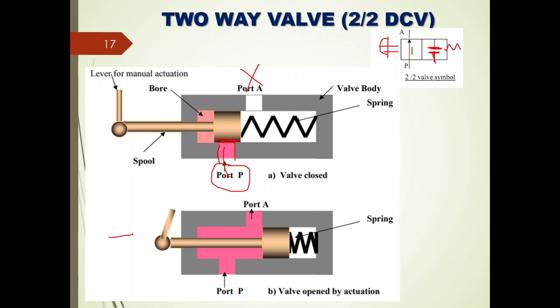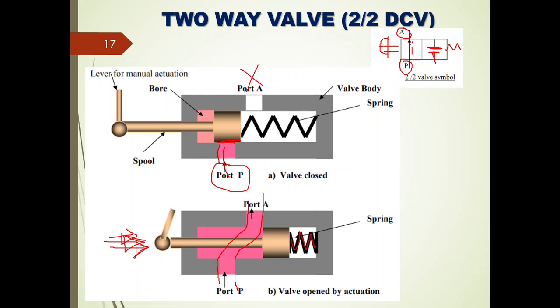But when you apply the pressure here, when you actuate the first position, the flow will be taking place from pump to system port A. That means the force we are applying on this spool makes the spring compress, right? Once the spring is in a compressed stage, there will be a path indicating the flow from pump port to system port A. This is in the case of a 2 by 2 valve.